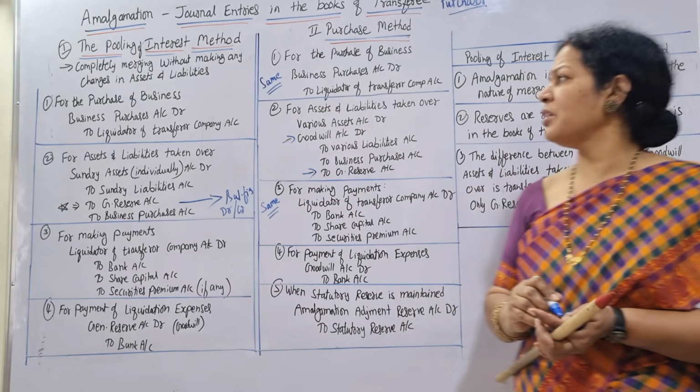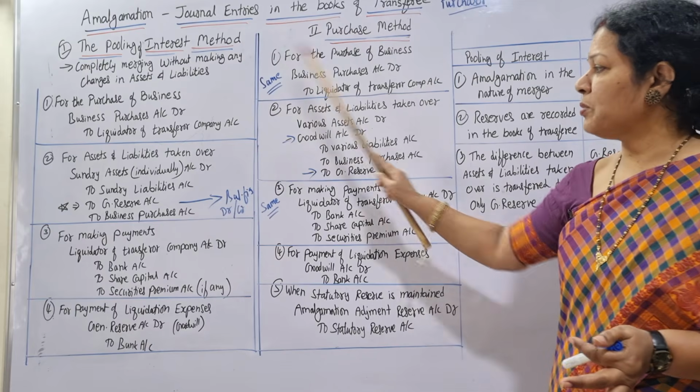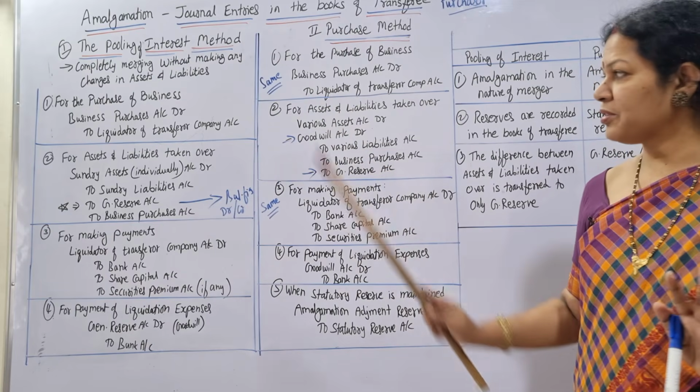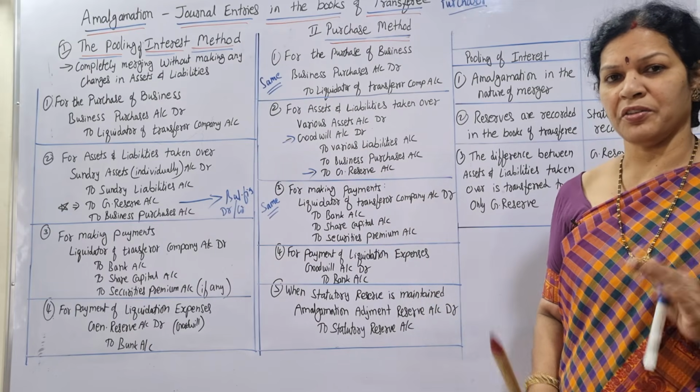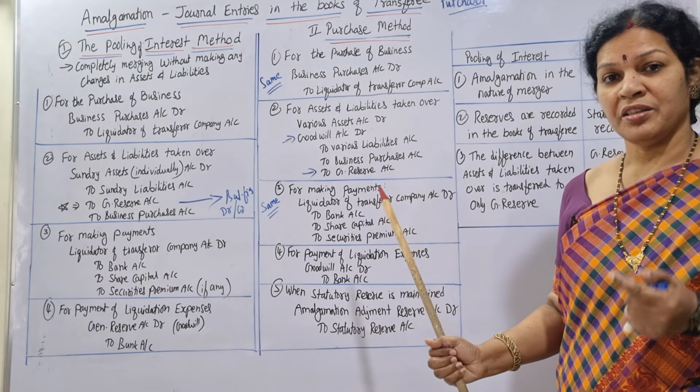Easy to remember if you see like this. Three entries are over. Out of three entries, the first one and the third one are as it is. In the second one there is only one difference: the difference comes on the debit side, goodwill. The difference on the credit side is the general reserve.